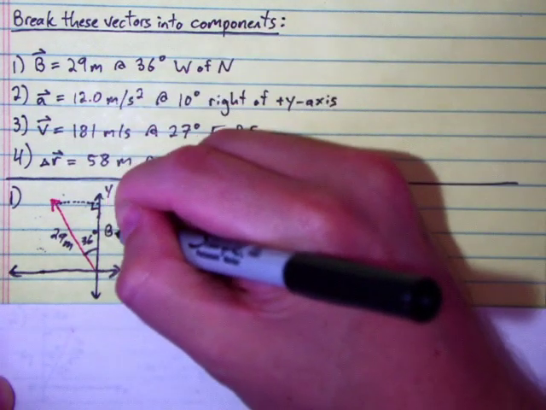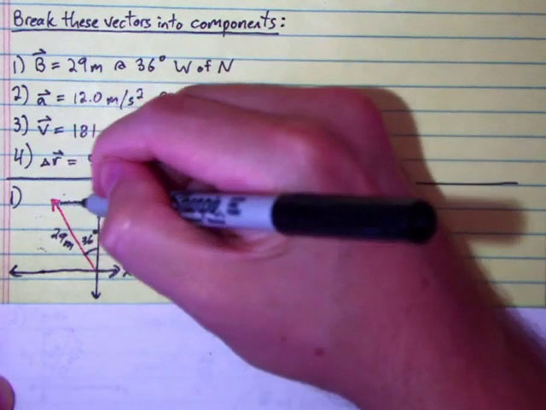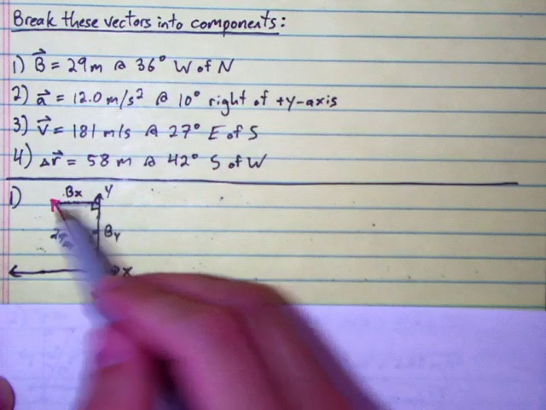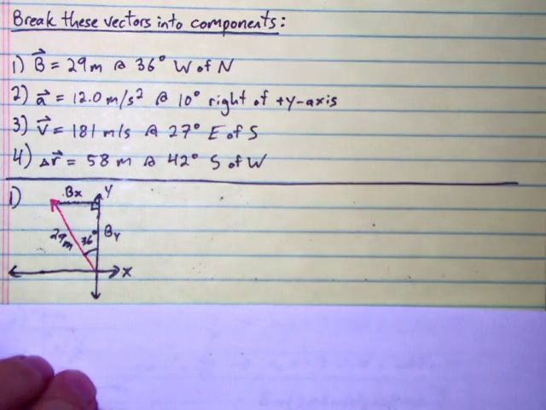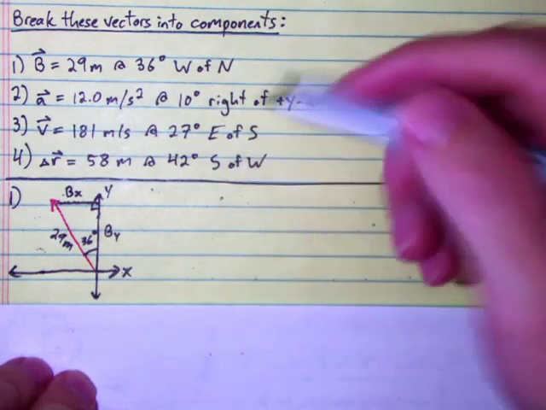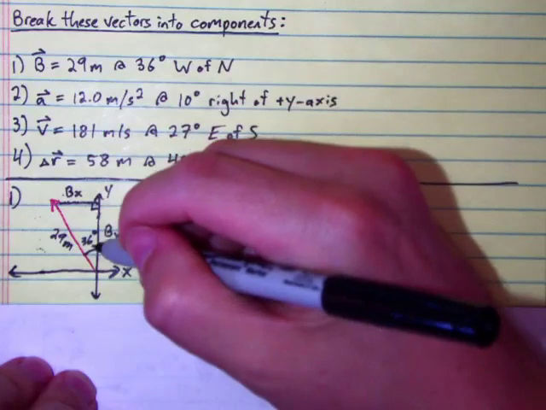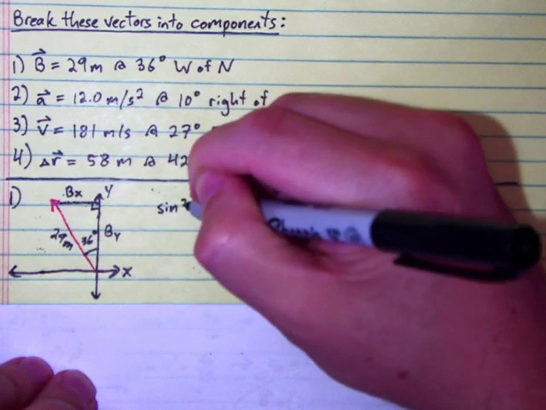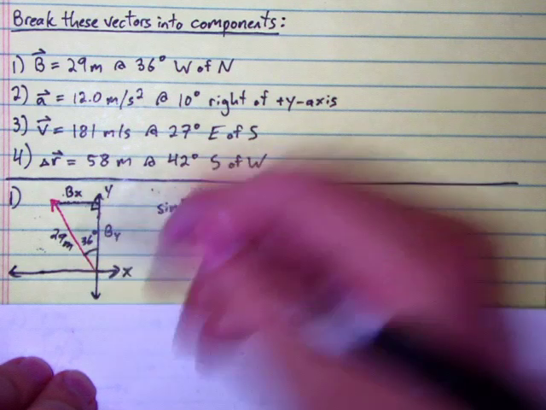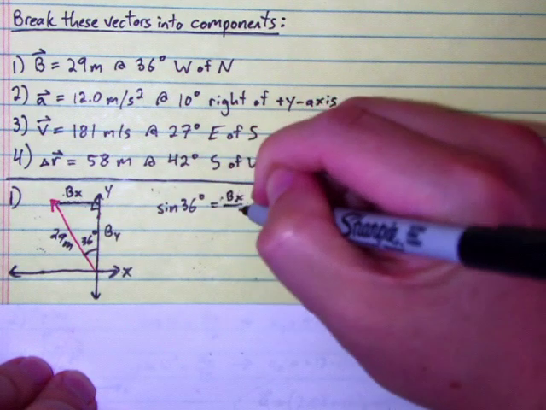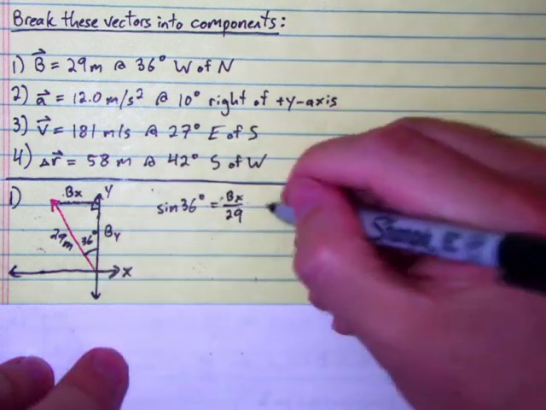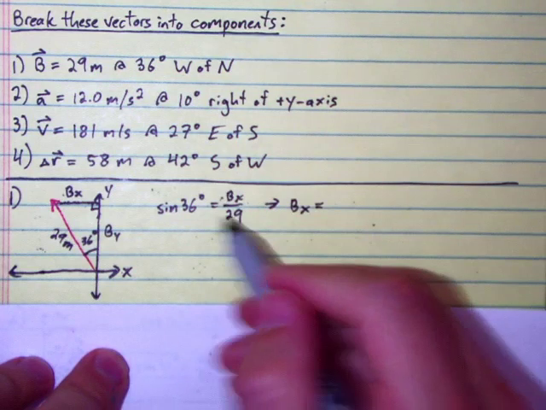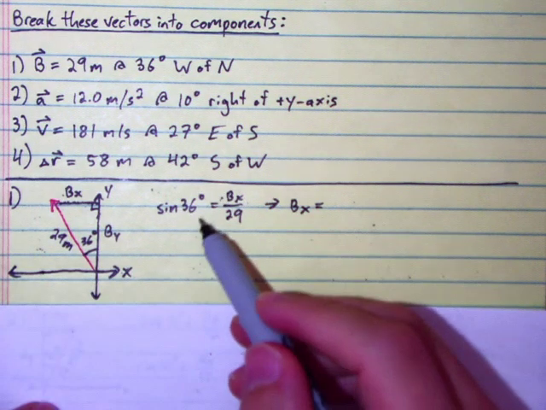This leg of the triangle is the y component, and this is our x component, b sub x, the leg of the triangle parallel to the x-axis. All right, let's solve for each of those. We'll be using trig. We'll start by taking the sine of this angle, then the cosine. So sine of 36 degrees is opposite over hypotenuse, bx over 29, which means bx equals 29 times sine 36, but we have to decide on the sign.